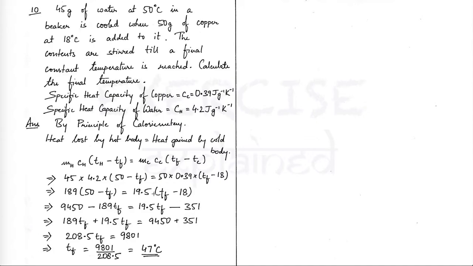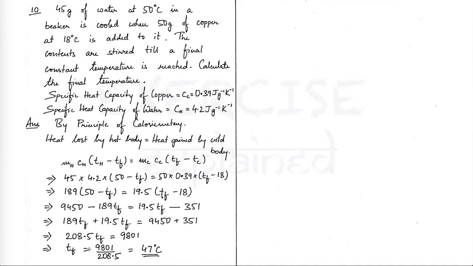Now I take 351 to the other side, so we get 9450 plus 351, which I write here, and this minus 189 TF, I get it to the other side, so we get 189 plus 19.5 TF is equal to 9450 plus 351. When I add these two, I get 208.5 TF is equal to, I just add these two, so we get it as 9801.